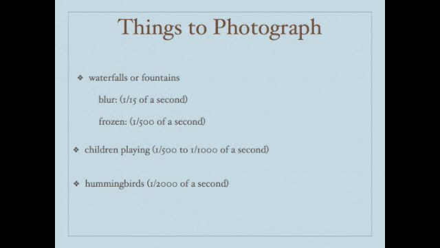So if you were going to shoot waterfalls or fountains, if you were going for a blur effect, you'd want to set your shutter to about 1/15th of a second. Whereas if you wanted to go really fast, get that frozen in air type look, go with 1/500th of a second. Now, if you were capturing children playing or some sort of sport thing, you were going to want to crank up the speed to 1/500th up to maybe 1/1000th of a second and probably put your power drive on.